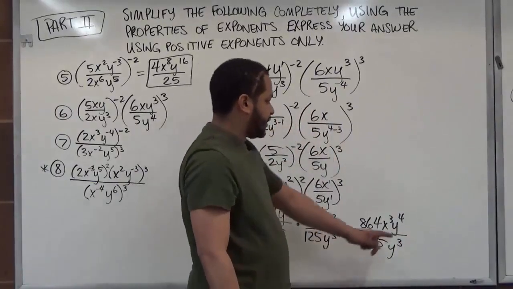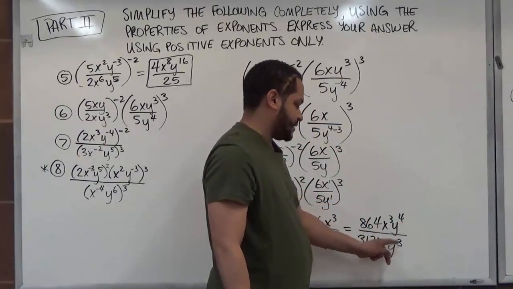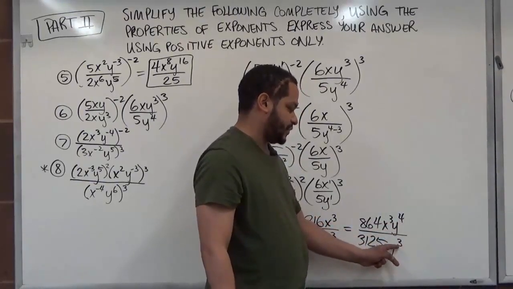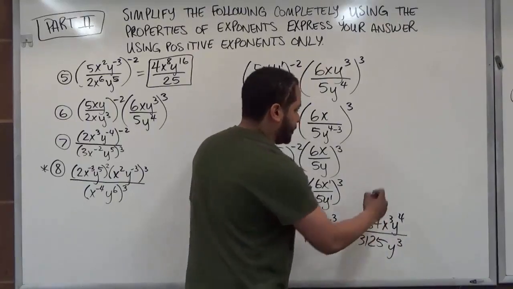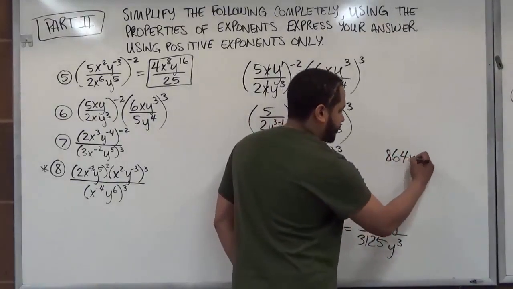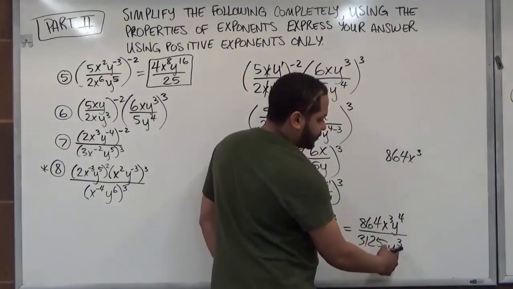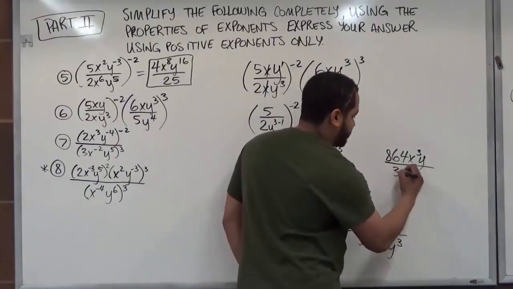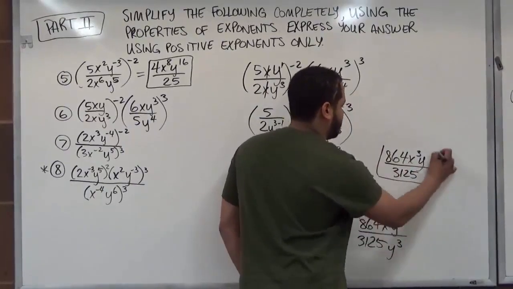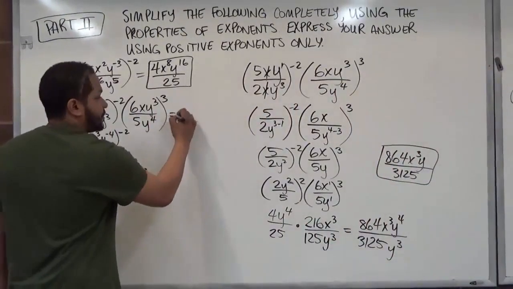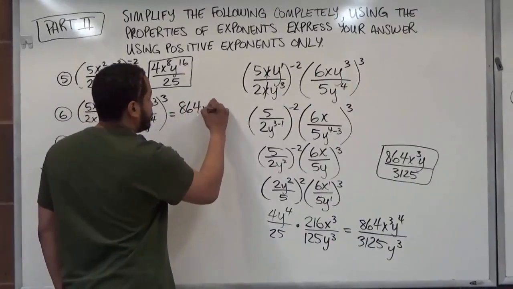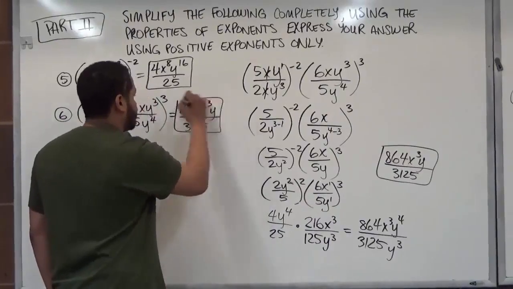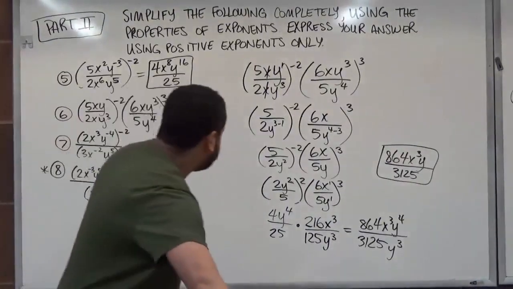Now here we see that we have the common bases, and the higher one is in the numerator. So we're subtracting 3 from the 4 and we're moving it up. So our final solution is 864x to the third power. After we subtract 3 from the 4, we're just left with y to the first. This is divided by 3125. That takes care of problem number 6. So let's move our result here. Let's move on to problem number 7.